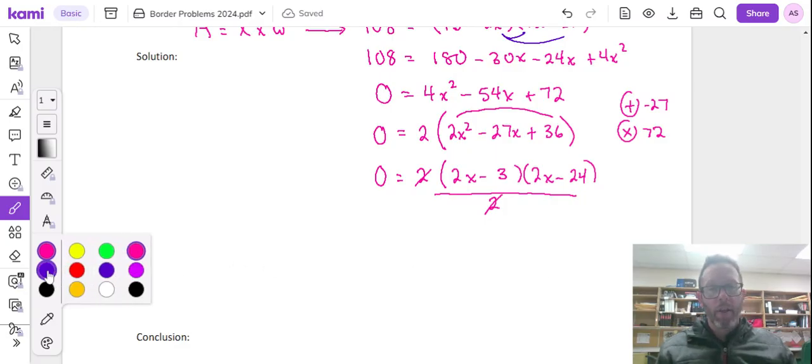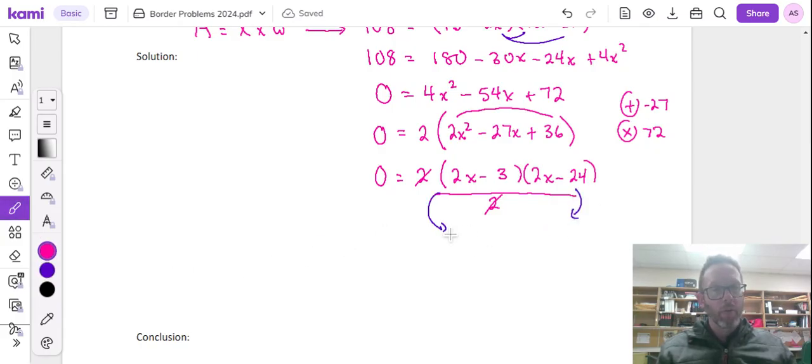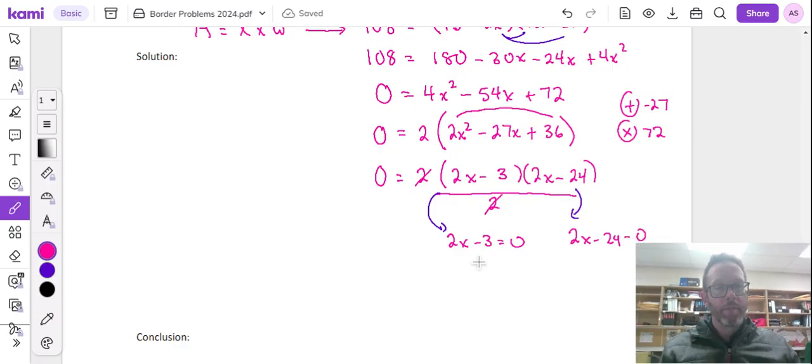And as we saw yesterday, the cool thing about the Australian method and solving by factoring is we can just go right to setting our brackets equal to 0. So 2x minus 3 is equal to 0, and 2x minus 24 equals 0. So that gives us 2x equals 3, and that gives us x equals 3 over 2. 3 over 2 is 1.5 meters. So 2x equals 24, and we get x equals 12 meters.